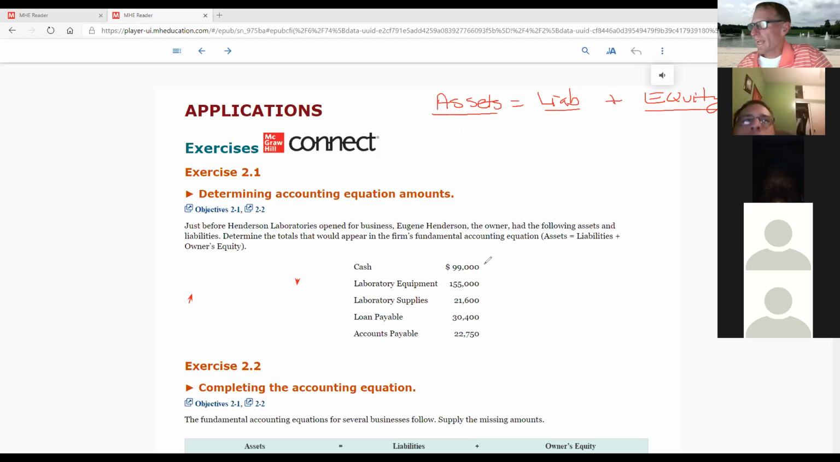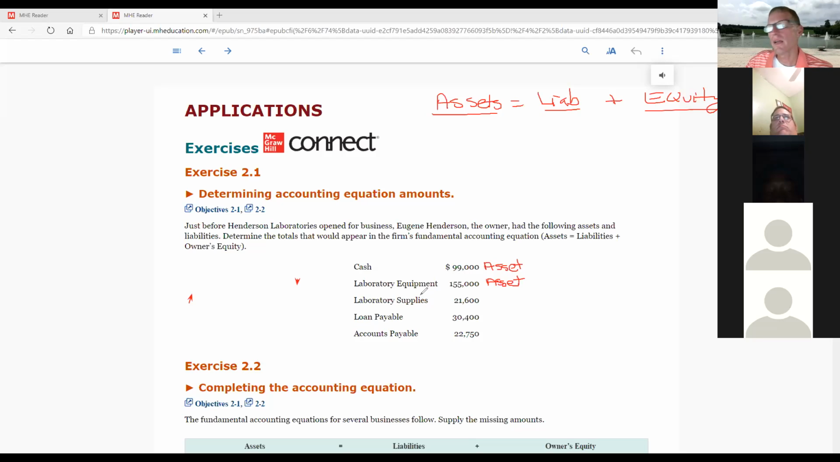Hopefully you know that cash is an asset. That's probably the first one we all learn. Remember, that's something that you own. Think of an asset as something that has some sort of benefit to the company to help you earn money. Look at the next one, laboratory equipment. What do you guys think? Would that be an asset, a liability, or equity? Asset. I heard a couple people say asset. You're exactly correct. That's an asset.